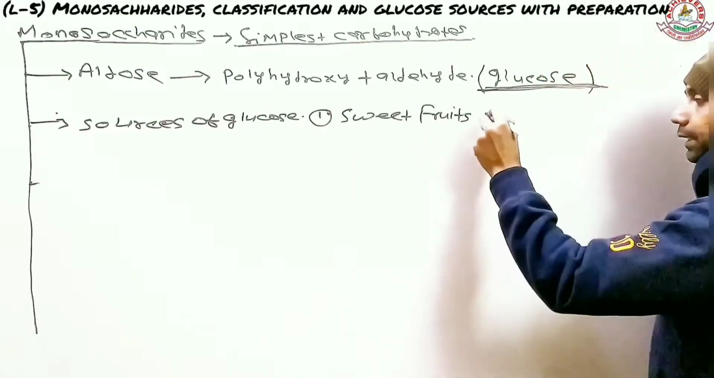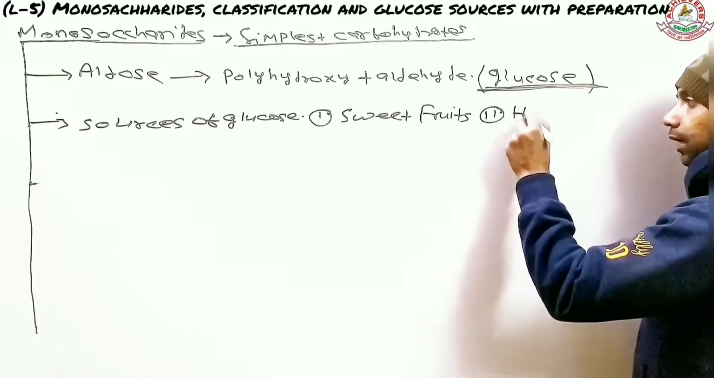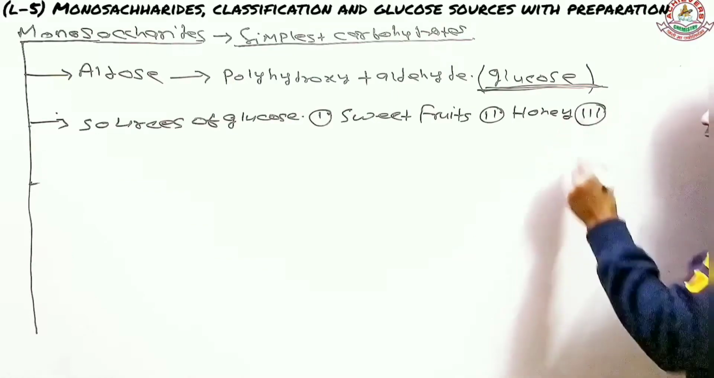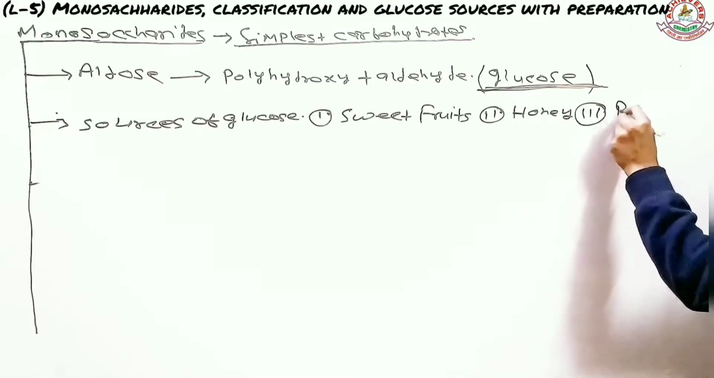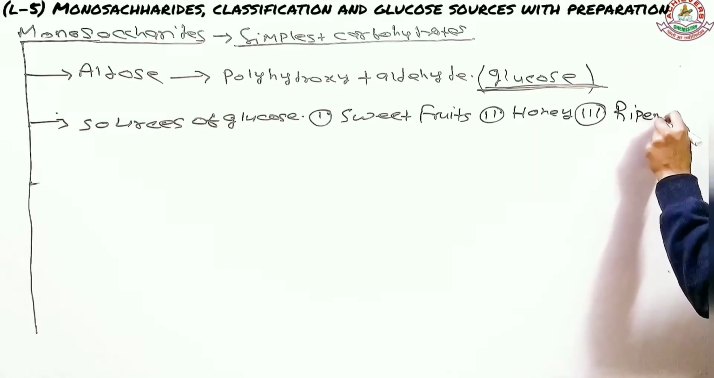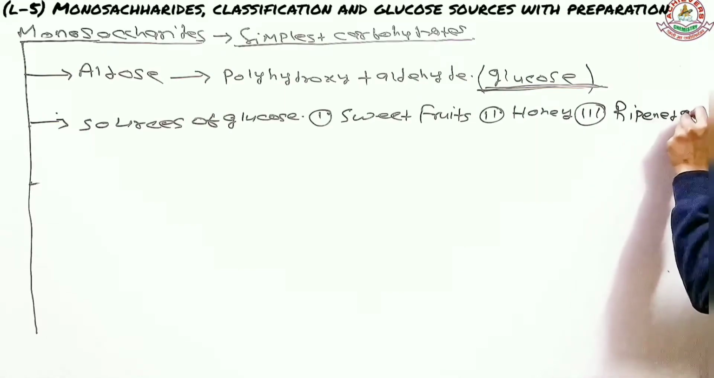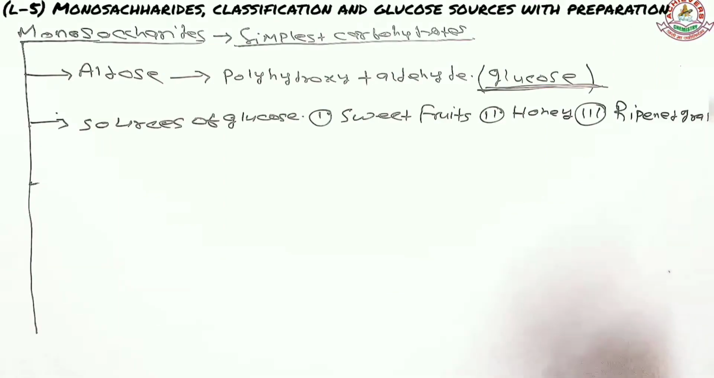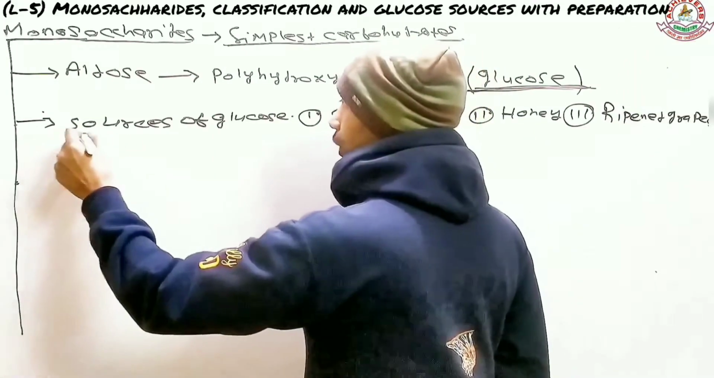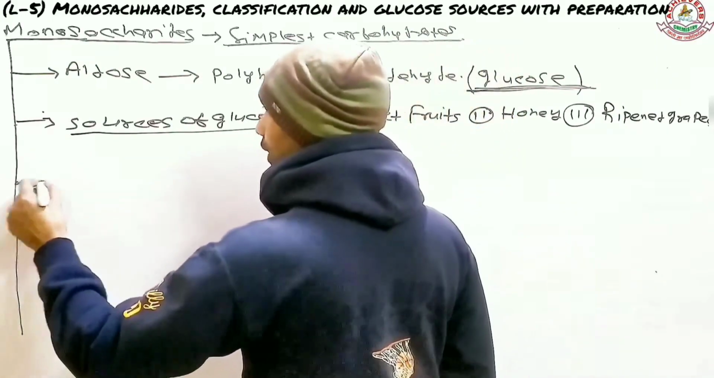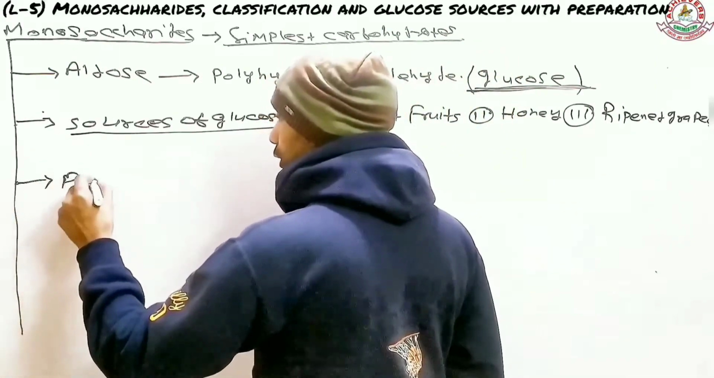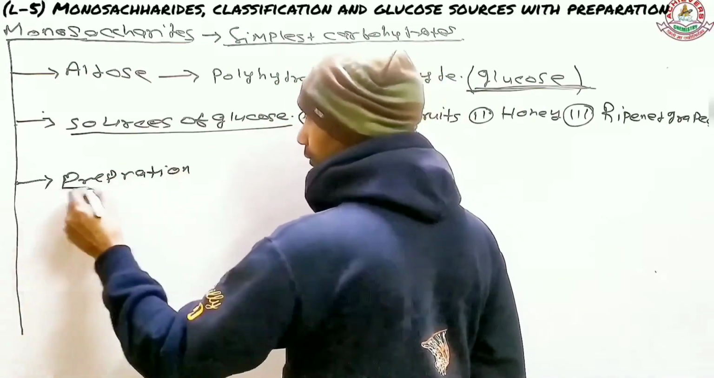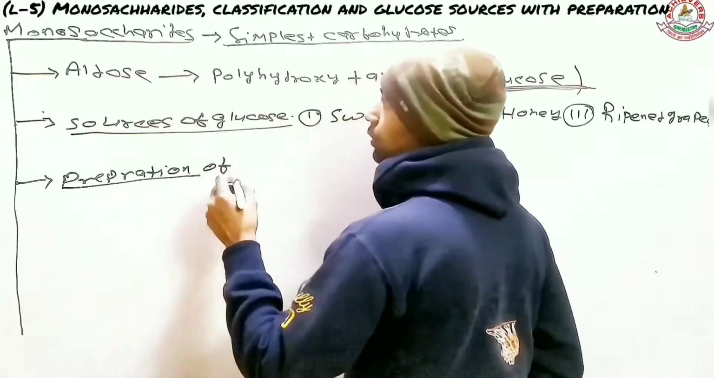It is also present in honey, and its biggest source is ripened grapes. So grape is the largest source of glucose. Let's talk about the preparation of glucose. The third very important thing I'm going to talk to you about is preparation. So preparation of glucose is the next topic.